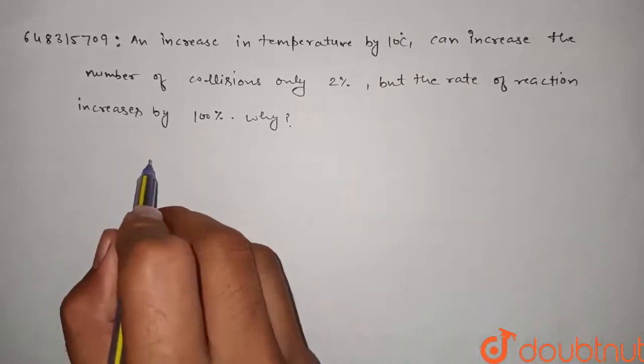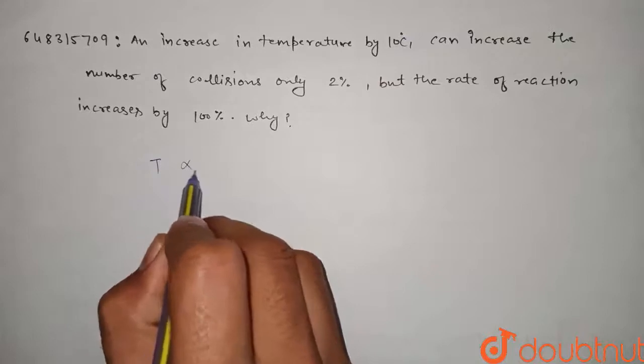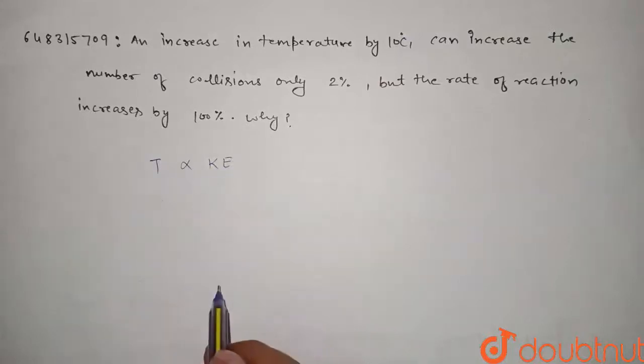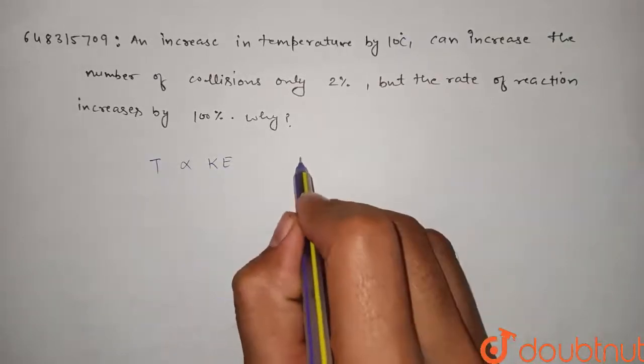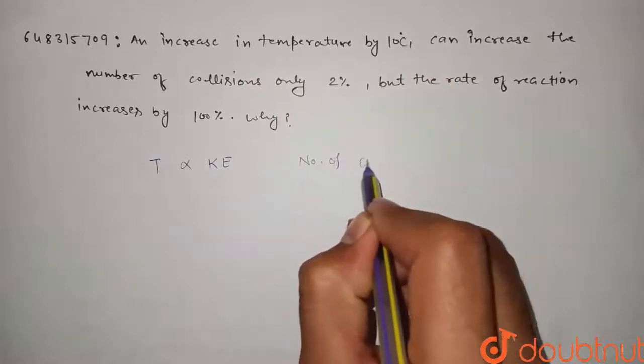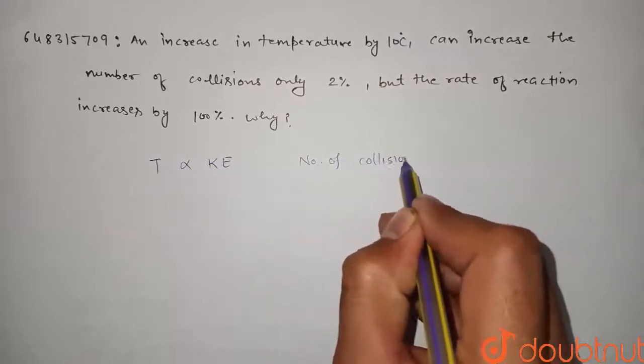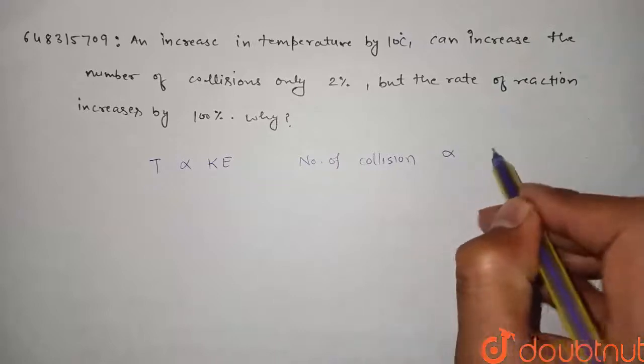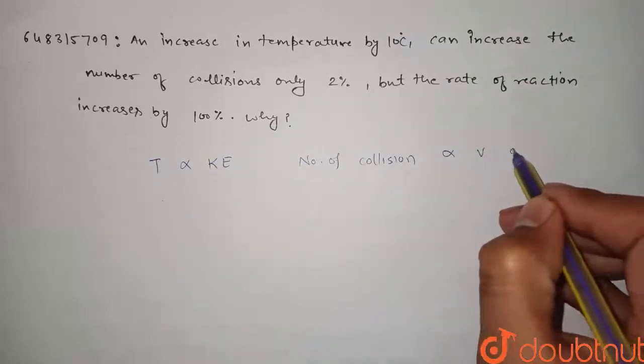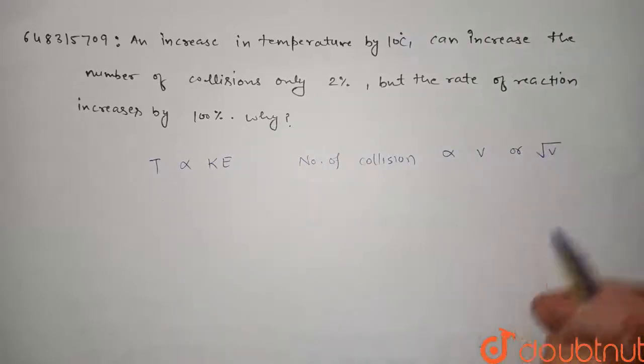So this is because temperature is directly proportional to the kinetic energy, but on the other hand, the number of collisions is proportional to either the velocity or the square root of the velocity.